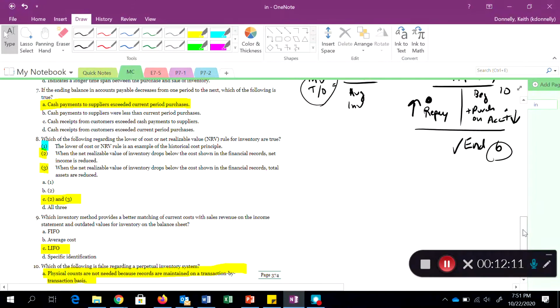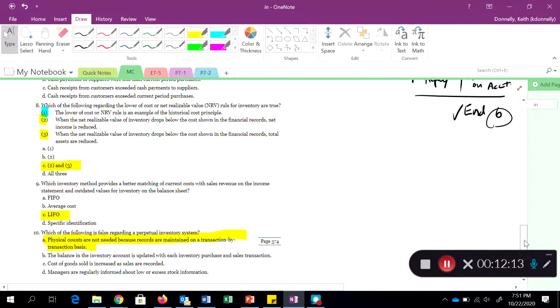So that was 7. Let's look at 8 here. Which of the following regarding the lower of cost or NRV rule for inventory are true? Let's look at them. So the lower of cost or NRV is an example of historical cost. No, this is false. We said, right, this is an exception to the historical cost rule. It's not showing it.